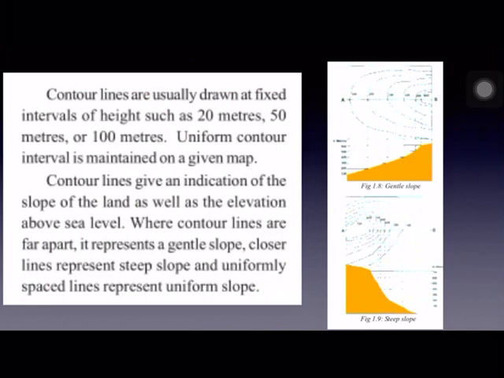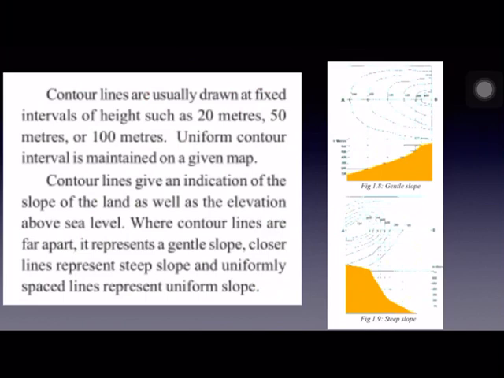Isotherms, places having equal temperature, they are joined together. Isobars, places having equal atmospheric pressure, they are joined. And isohyets, equal rainfall. And isohalines, equal salinity. If the ocean water has equal salinity, such regions in the ocean, they are joined by using a line, that is called isohalines.